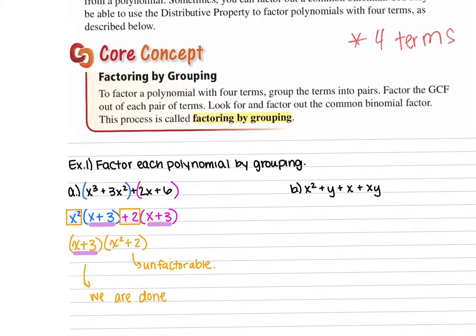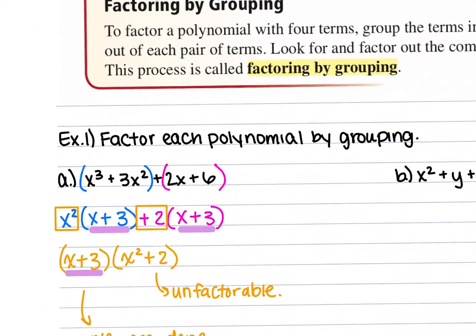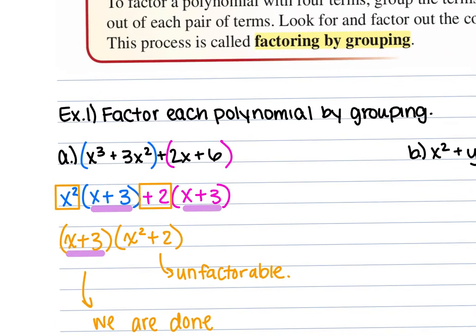All right, so this is what grouping looks like. Whenever we're given 4 terms, first you check that it's in standard form, and then you group the first 2 terms and then the second 2 terms. You factor out a greatest common factor. In the first 2 terms, the greatest common factor was x squared. It turned into x squared times x plus 3. In the second case, the greatest common factor was a 2, and it turned into 2 times x plus 3. Your parentheses should match if you did it correctly, and then you can factor it into x plus 3 and x squared plus 2.